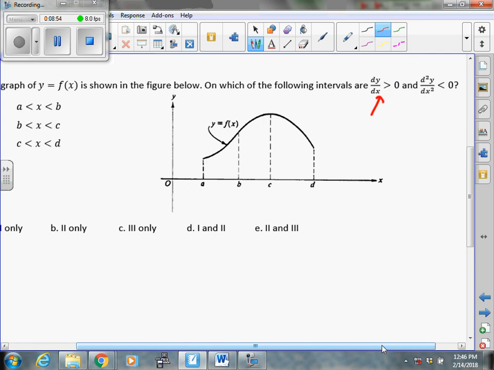When I say the derivative is greater than 0, that's telling me when the function is increasing. Flashcard for this piece is, well, if the double derivative is less than 0, that means it's concave down. If you don't know those two things, this question doesn't make sense to you.